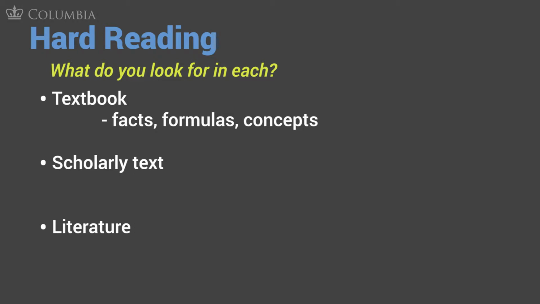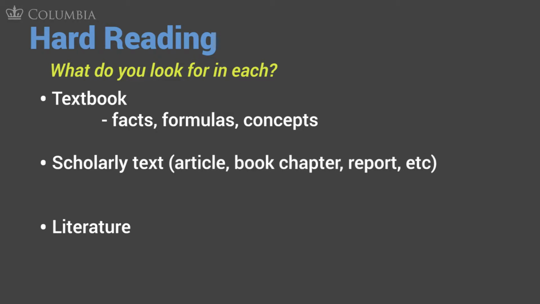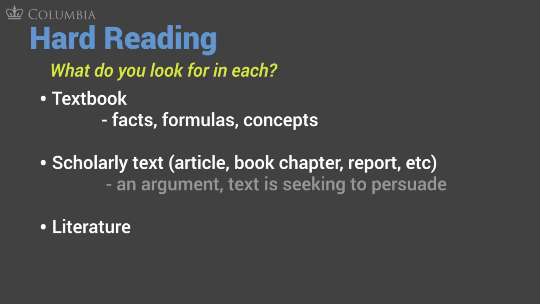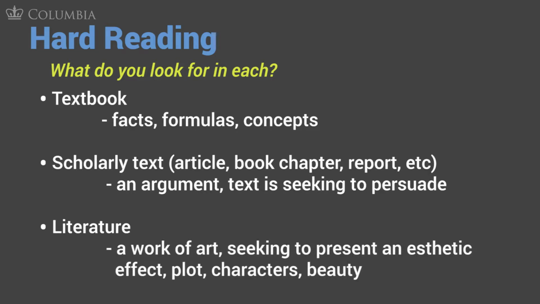Scholarly texts might be things like an article written by a professor, a book chapter in a scholarly work, or a report by the UN or an NGO, an organization like that. Typically, these texts are presenting an argument. They're seeking to persuade the reader of something. The third category, literature, is very broad, but literature is typically a work of art. The author is not seeking to present facts or persuade you of a particular point, but rather to present an aesthetic effect or experience, presenting plot, characters, some form of beauty.